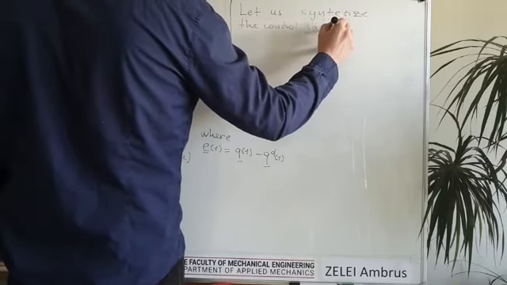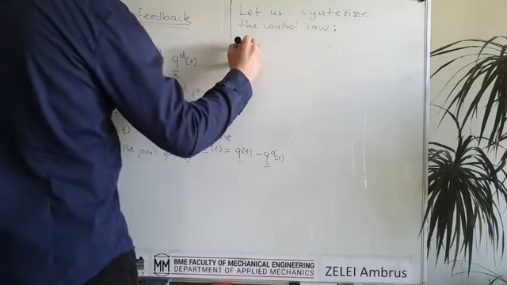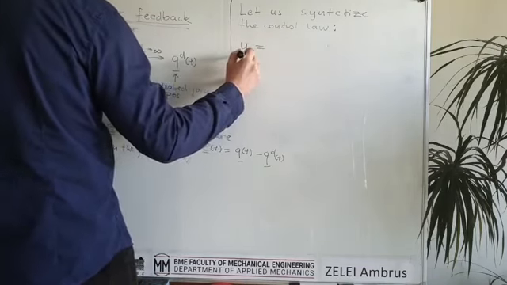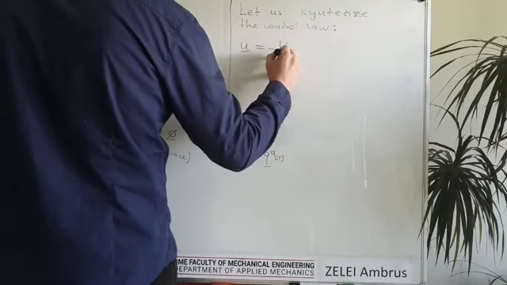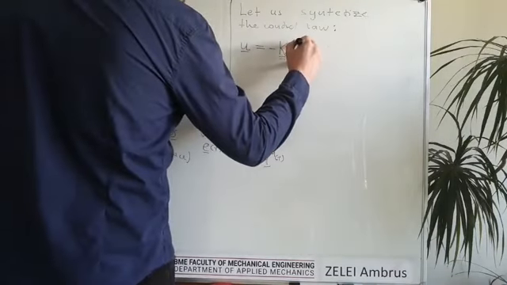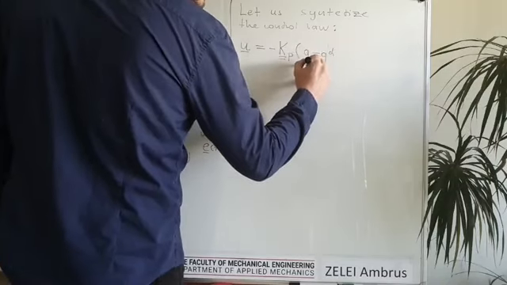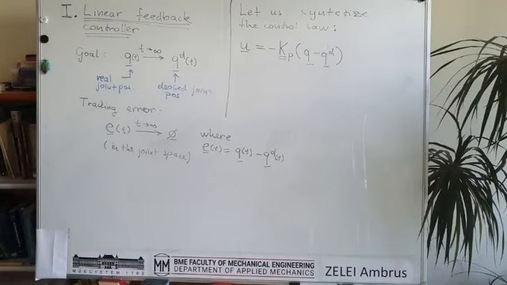So let us create the following control law. We say that the control input will be equal to some kind of proportional gain matrix times the error, and this is familiar, I hope.